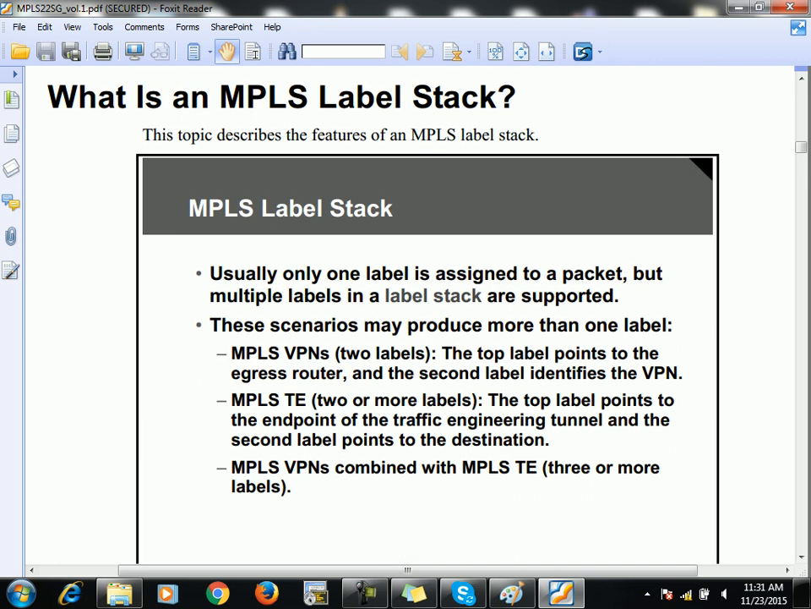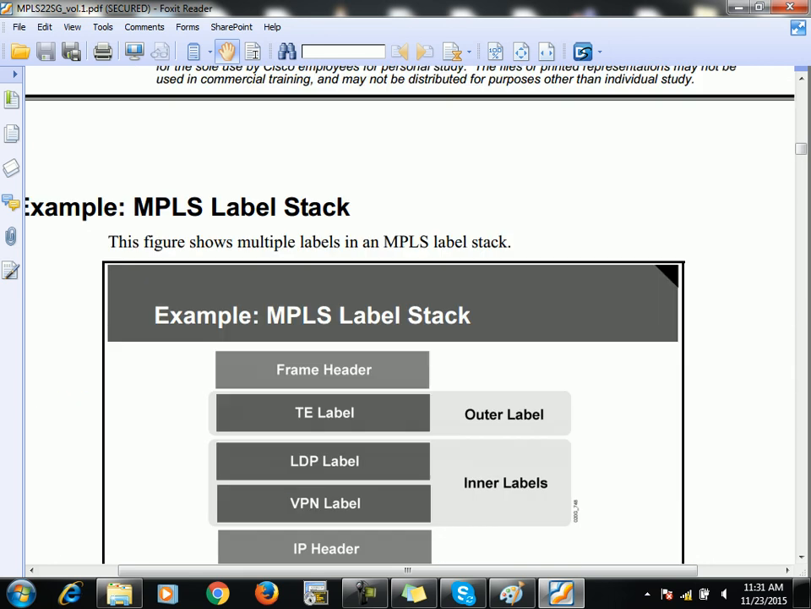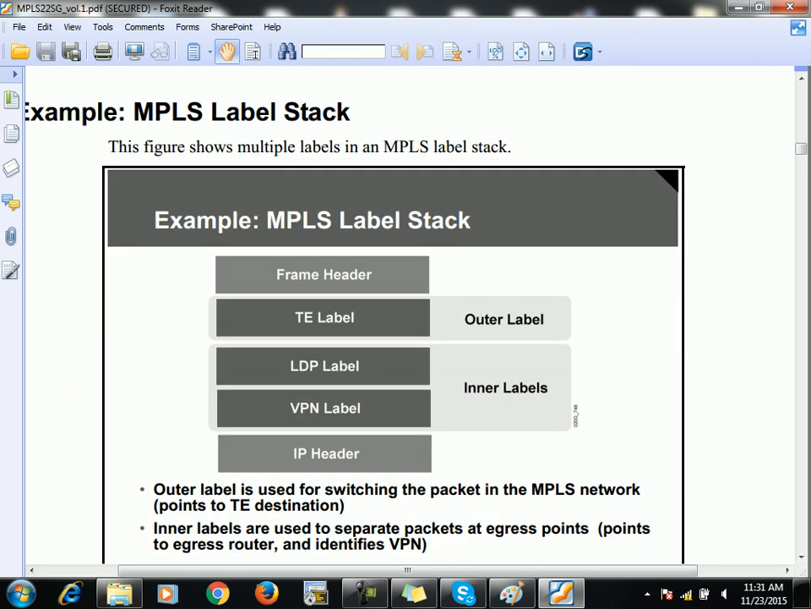So there are some labels called LDP label, VPN label, traffic engineering label, which is also called T label, right? So you will be calling them something like this. You can have multiple labels. This is your layer 2 header, frame header, and this is your IP header, layer 3 header. In between you have multiple labels like traffic engineering label, LDP label, VPN label, right?